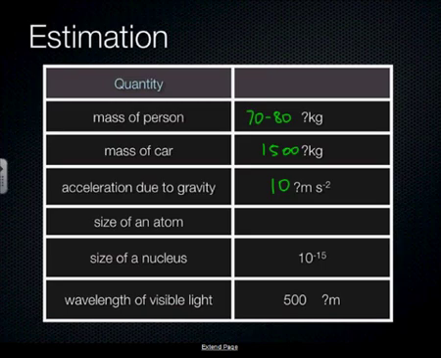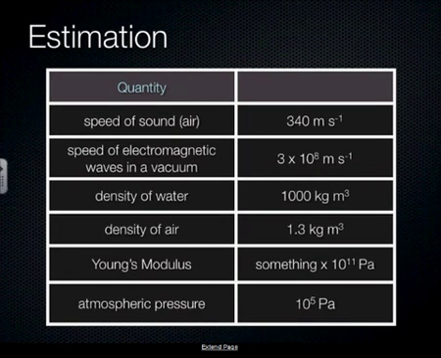Size of an atom, the size of an atom is about 10 to the -10, so pretty small, but then the nucleus is even smaller, 10 to the -15. Wavelength of visible light, something you need to remember is actually the spectrum, but that's later in the year, but for now it's around about 500 nanometers. See, there's plenty of estimates to know.